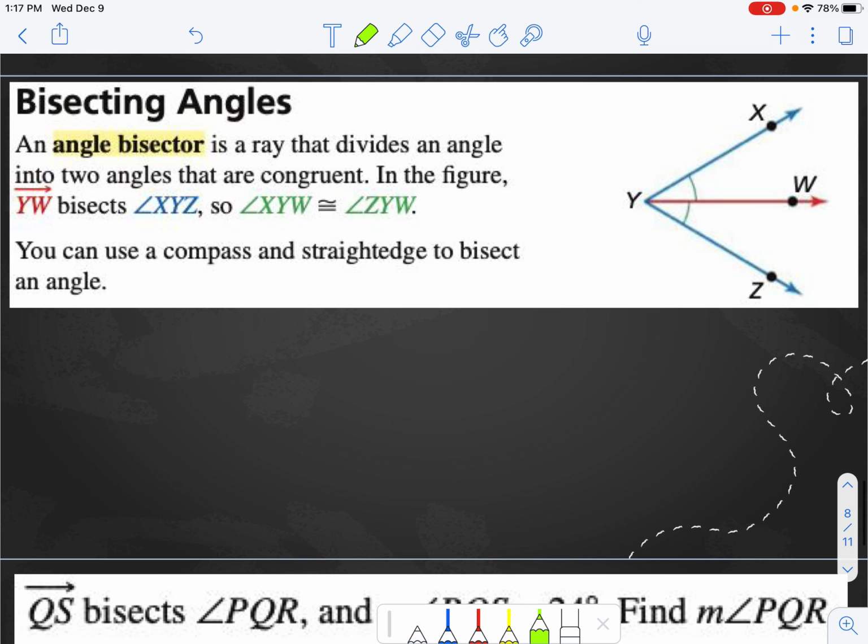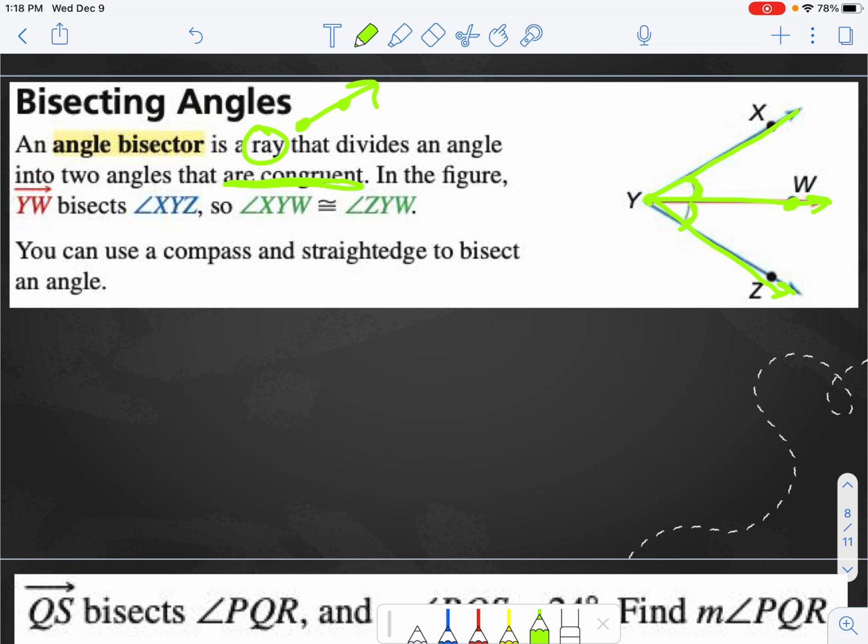Last concept here: bisecting angles. An angle bisector is a ray that divides an angle. So let's stop right there. An angle bisector is a ray, so we know what a ray is: an endpoint that keeps going in one direction, that divides an angle into two angles that are congruent. Remember, congruent means the same or equal. In the figure, YW bisects XYZ. So that means that this side is the same as this side. You can use a compass and straight edge to bisect an angle. That's part of constructions, and we won't mess with that too much.